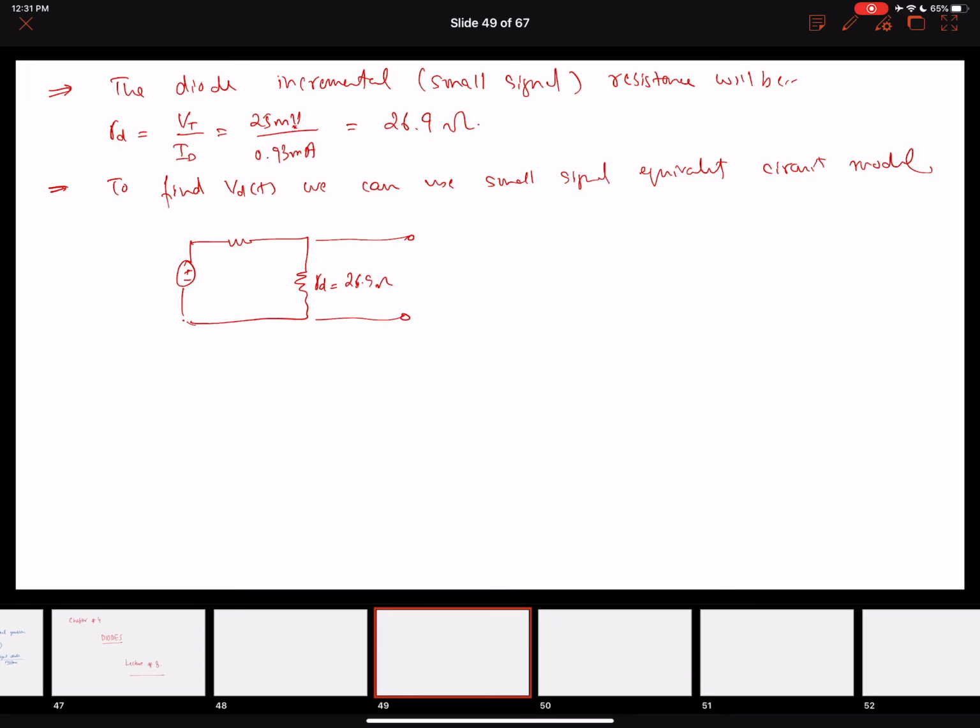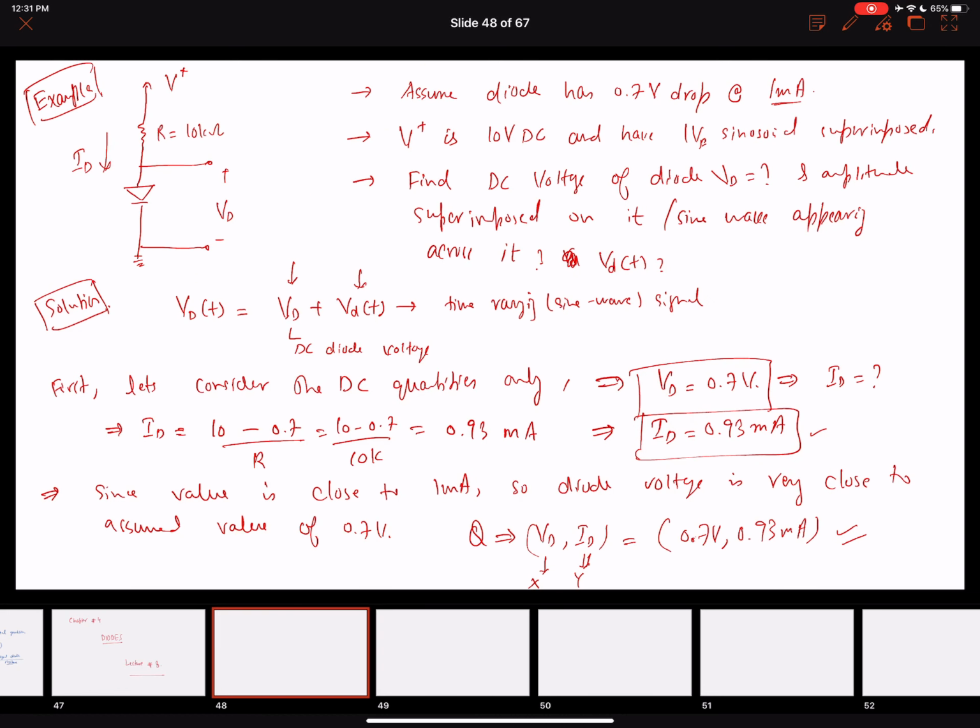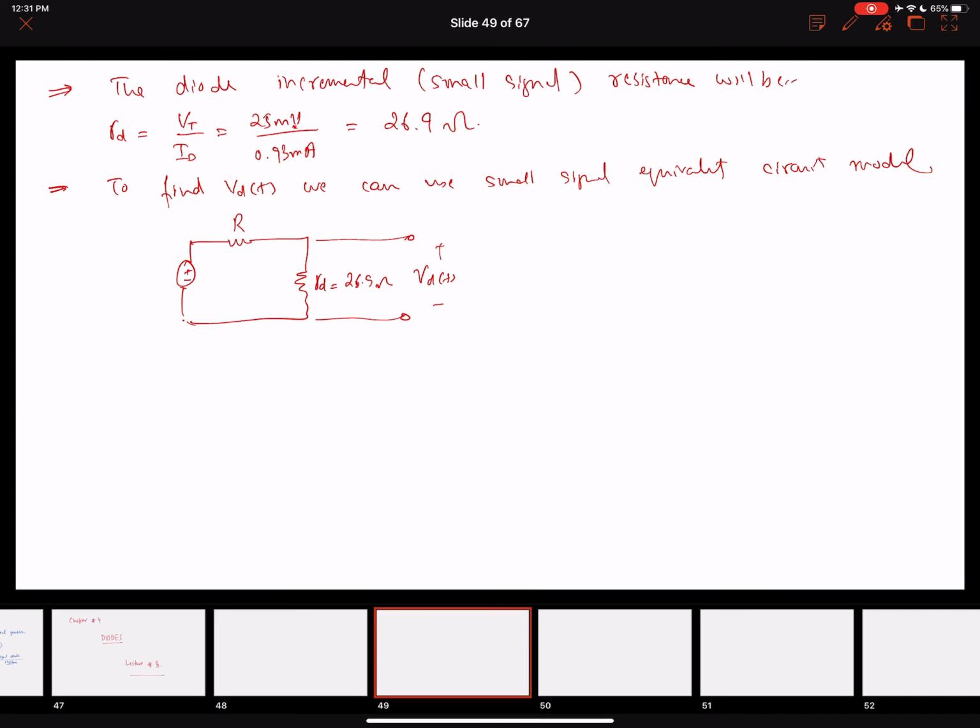And the potential drop across this will be equal to VD of t. So this is what we are interested in finding. This is R, and now this is also the changes in the values. We saw that the small change is a 1 volt peak sinusoid that was superimposed. So this Vs of t will be equal to a 1 volt peak sine wave.